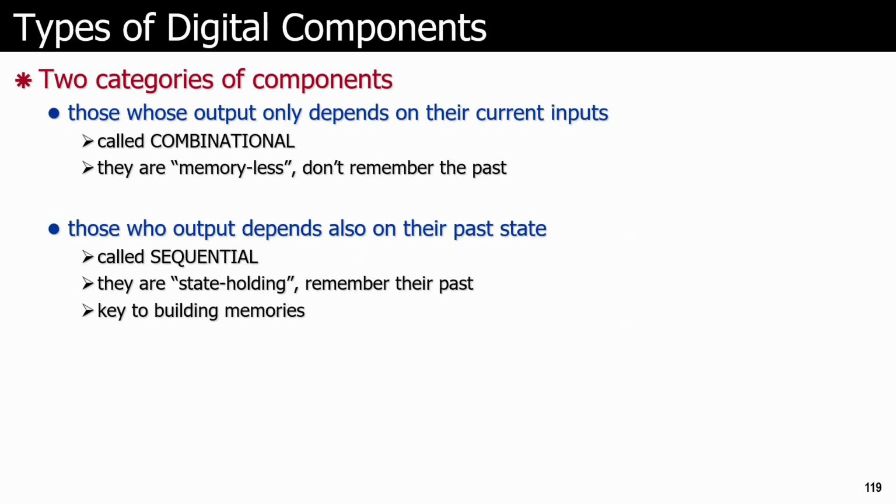There are two types of digital components. There are combinational ones in which the output only depends on the current input. An example of this would be an AND gate. You have two inputs, and only these two inputs are what contribute to the output. And then you have output where it's dependent on the past state, and this is a sequential component. In other words, these ones can hold state and remember their past, and they allow us to build memories.